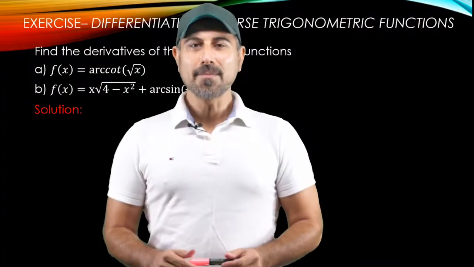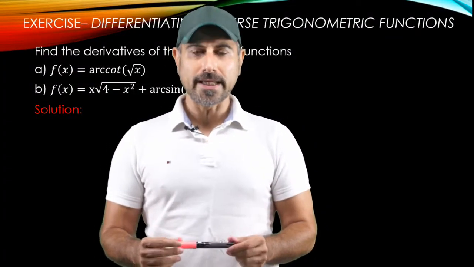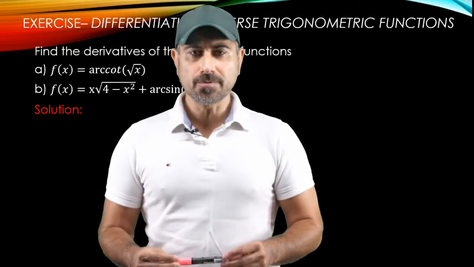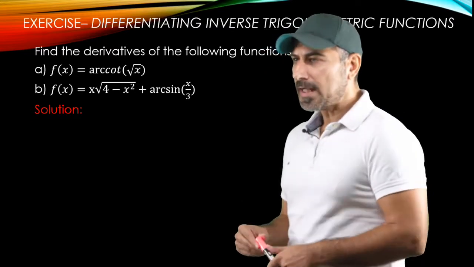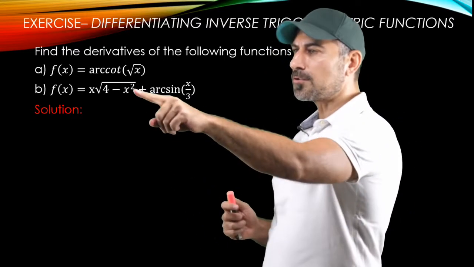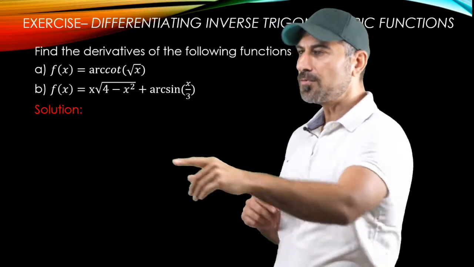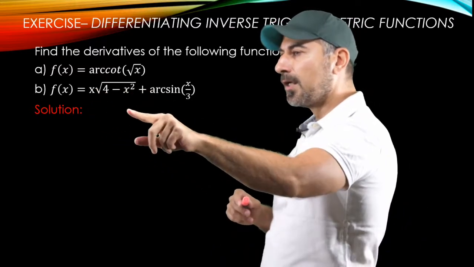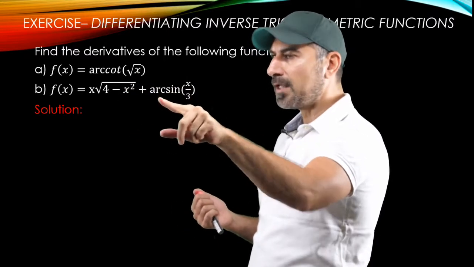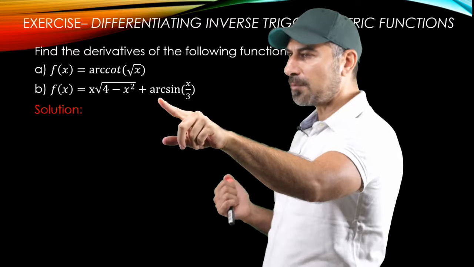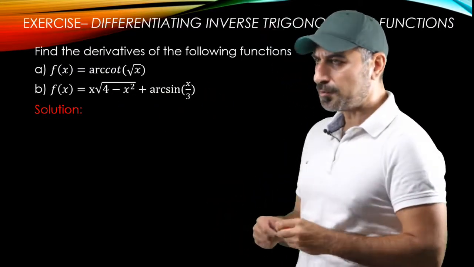Hello, welcome back. In this video, we're going to go through an exercise where we're going to evaluate the derivatives of inverse functions. And we have two exercises. In one of them, we're going to take the derivative of the arc cotangent root x, and in the second one, we're going to take the derivative of this piece, which has nothing to do with the inverse of a trig function. But we have the inverse trig function popping up here, that's arc sine x over 3. And we're going to take the derivatives of these two functions.